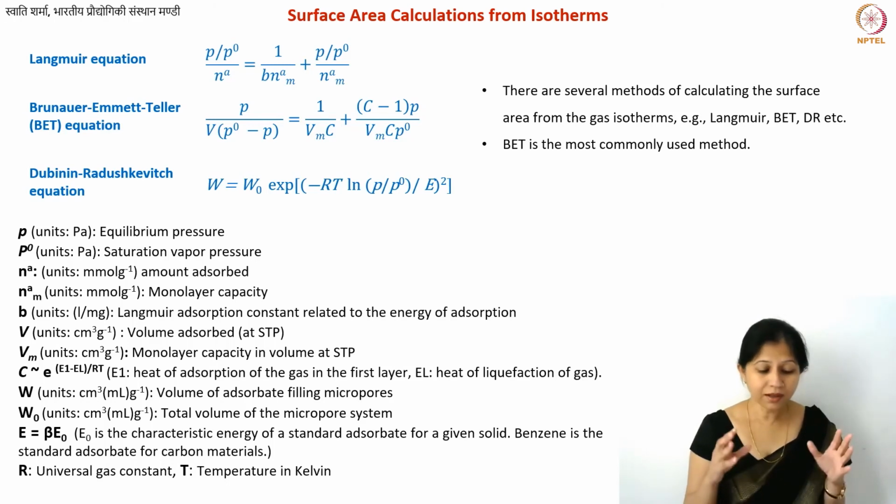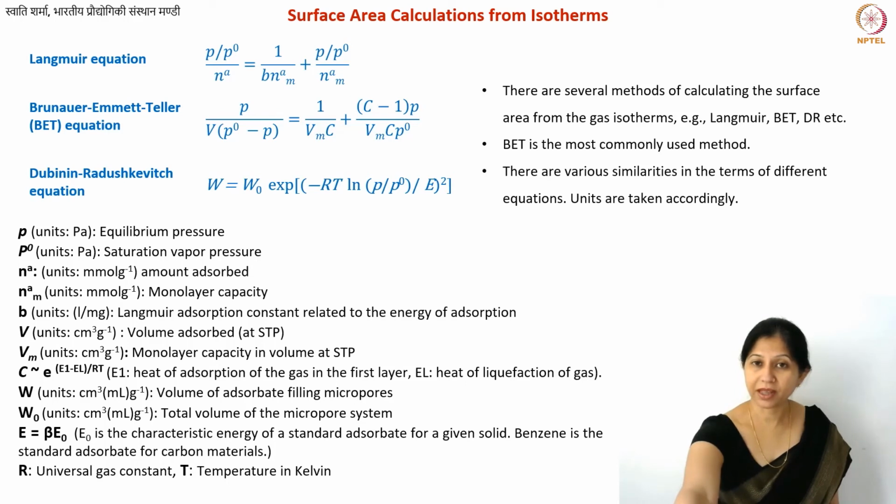So the point is that if you are using the DR equation, you need to know what is the standard adsorbate that you would like to use. Typically the one that is taken for carbon materials is benzene. Okay, so these are the different calculation methods.